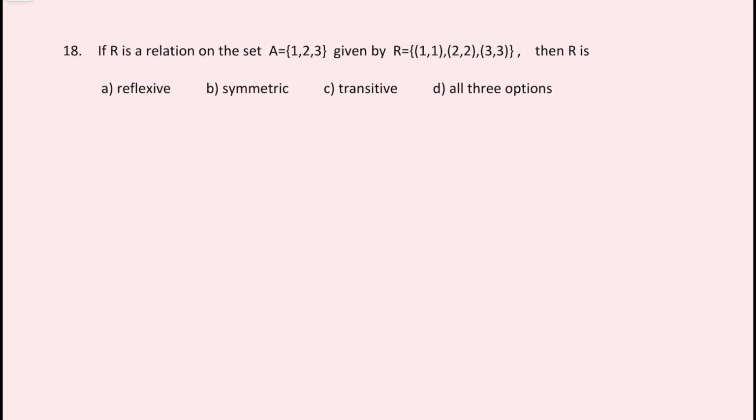Question 18. If R is a relation on the set A, 1, 2, 3, and the relation R is given in the tabular form 1, 1, 2, 2, 3, 3, then R is, of course it is reflexive because A has only 3 elements, 1, 2, 3. For all these 3 elements, we have AA form, 1, 1, 2, 2, 3, 3. Therefore, the given relation is reflexive. Okay, let us check whether it is symmetric or not. 1, 1, 2, 2, 3, 3. Even if we interchange, the elements are the same. So they belong to R. Therefore, it is symmetric also.